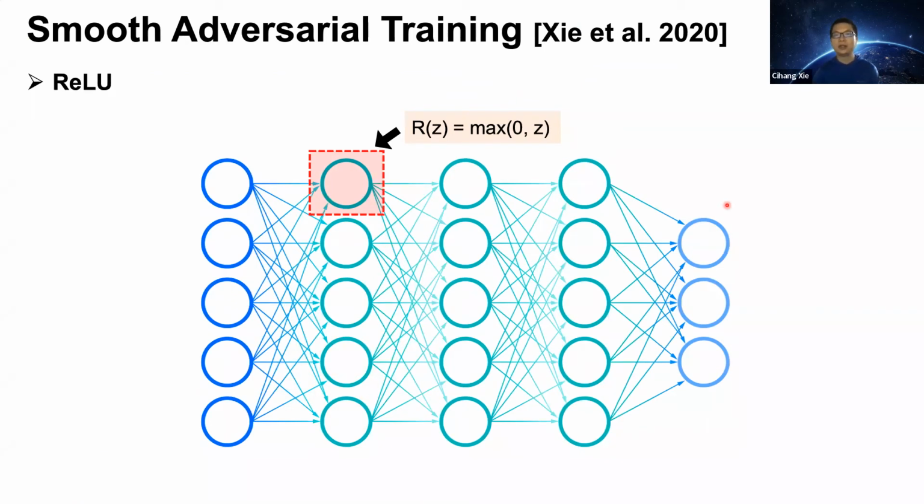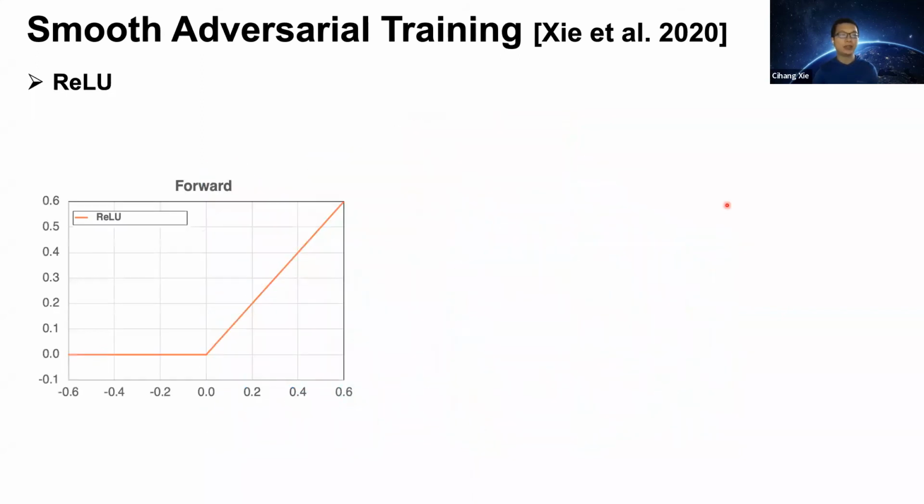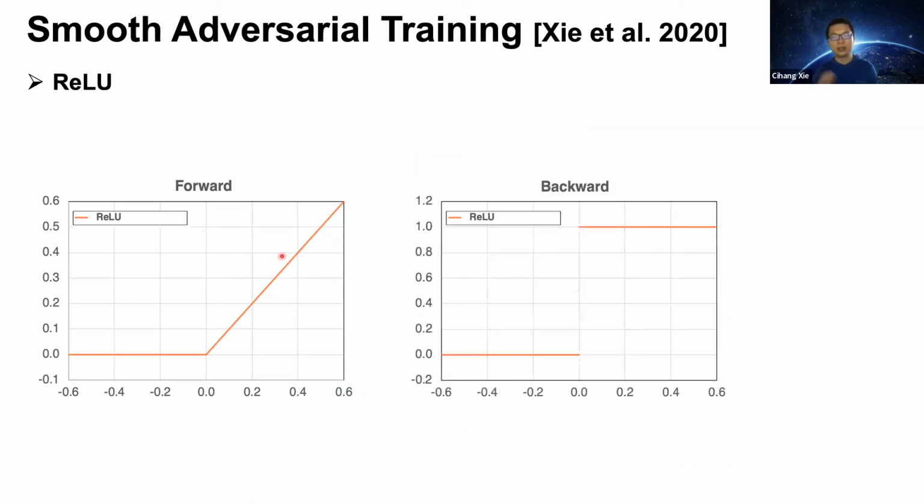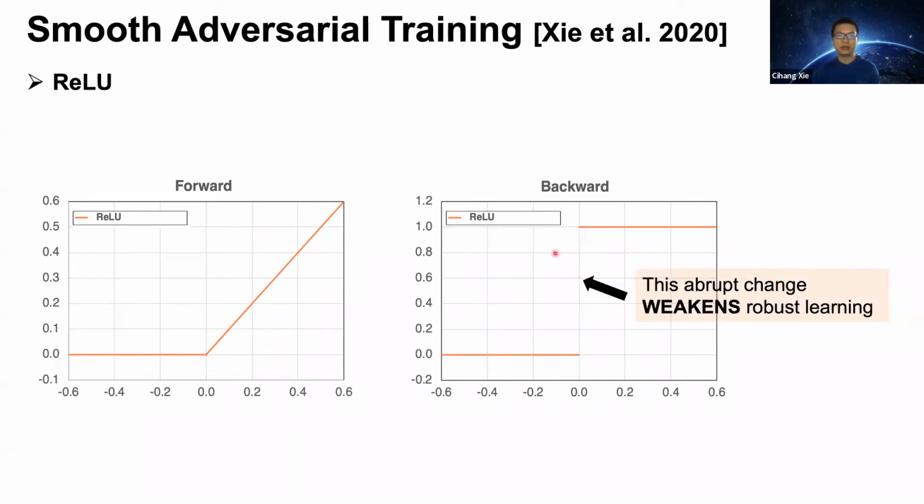But if you take a closer look at the ReLU, say the forward is like this: for negative input, the output is 0. For positive input, the output is just the input itself, right? But if you take a look at its backward pass, you'll find that for negative inputs, the gradient is 0, for positive inputs, the gradient is 1, and there is an abrupt change at the origin, right? And in later ablations, we find that this abrupt change in the gradient significantly weakens robust learning. And here are our experiments.